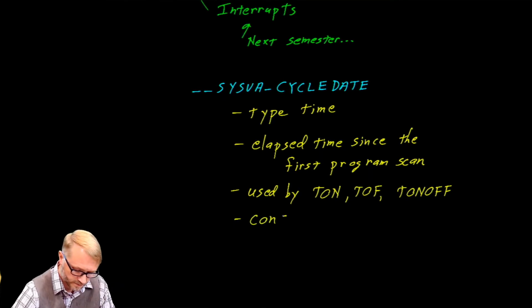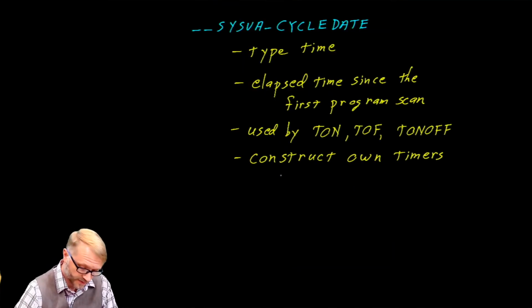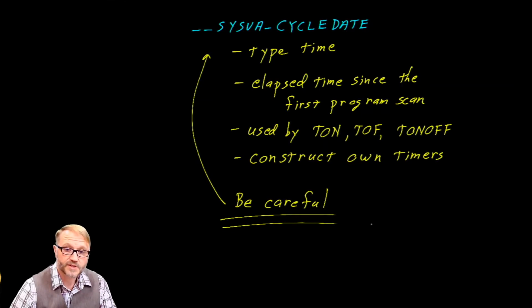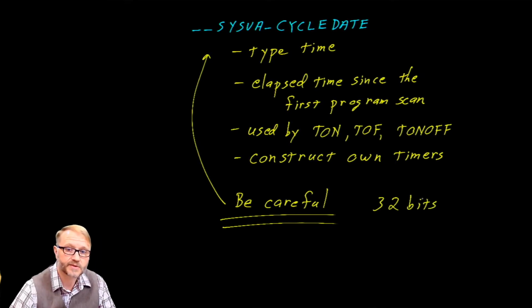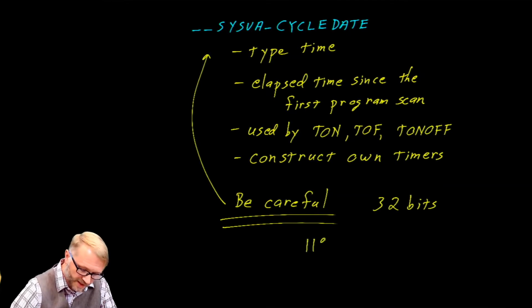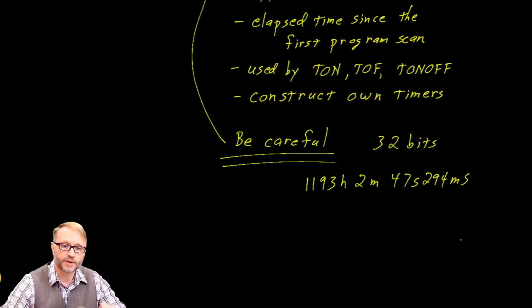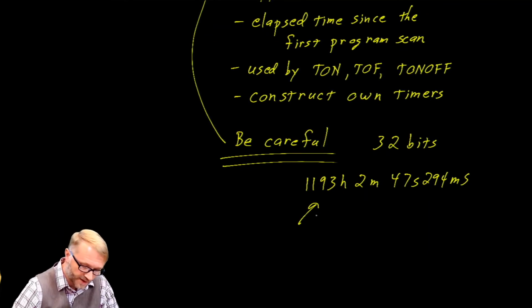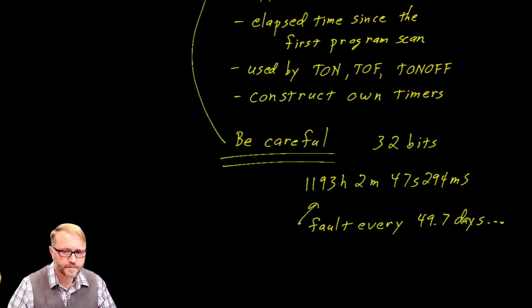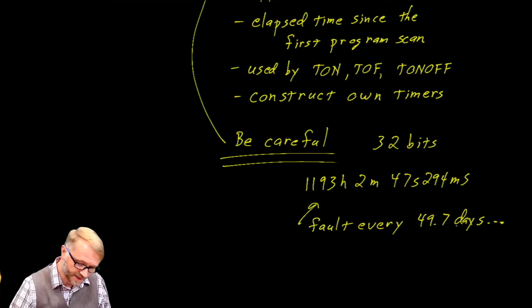But be careful with this variable. We mentioned that it counts milliseconds, but it's only 32 bits. And if you start counting milliseconds using a 32-bit counter, you're going to find out that you can only get to 1,193 hours, 2 minutes, 47 seconds, and 294 milliseconds. At that point, you wrap round to 0, which means if you're not careful with this, you can have a fault, a runtime error, once every 49.7 days. That may not seem like a big number, but that's a service call 7 times a year. And over the life of the machine, which can be decades, that ends up being a very expensive bug if you don't catch it.